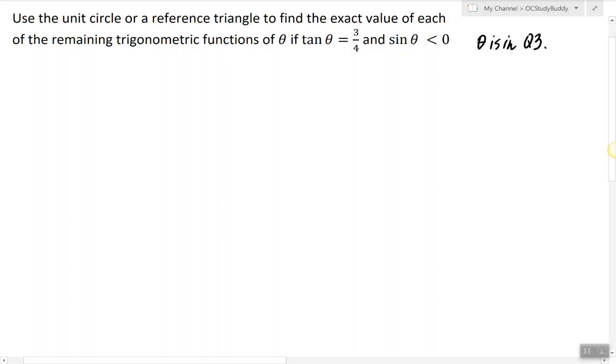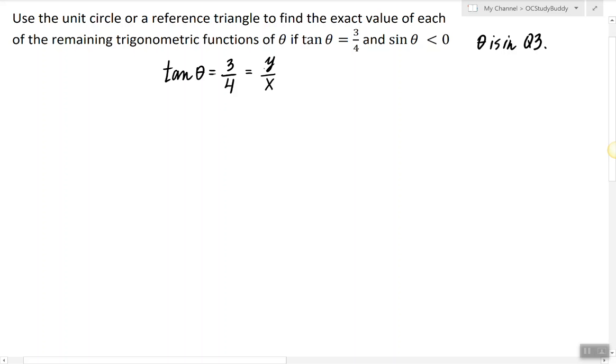Next, we're going to take what we know, that tangent theta is equal to 3 over 4, and interpret it in some way that will allow us to draw a picture. So by definition of tangent, tangent of an angle is equal to the y-coordinate of the point on the circle divided by its x-coordinate.